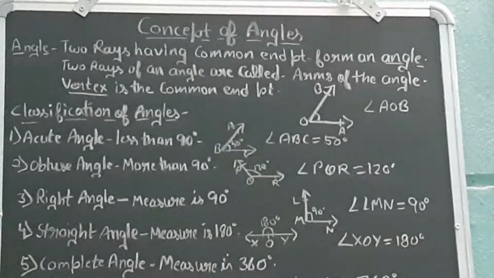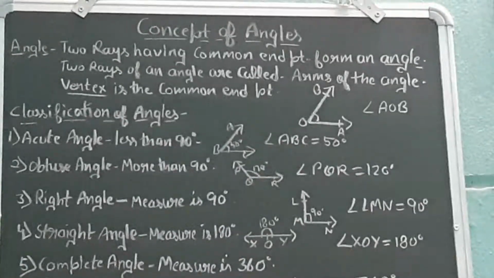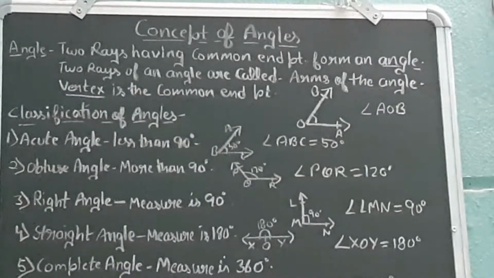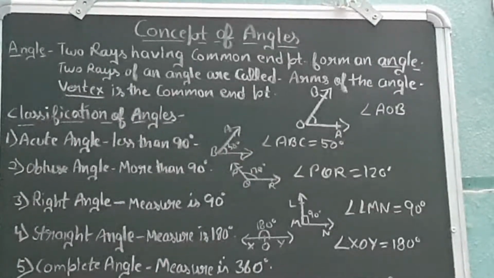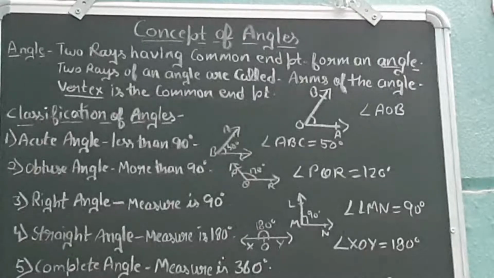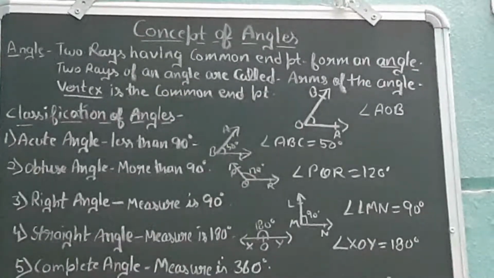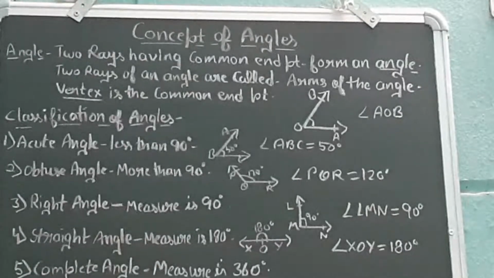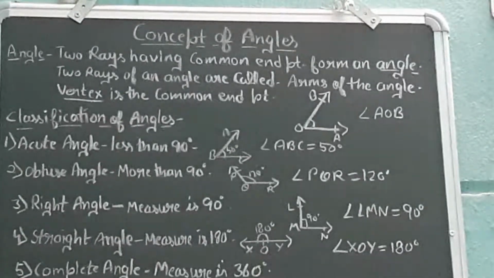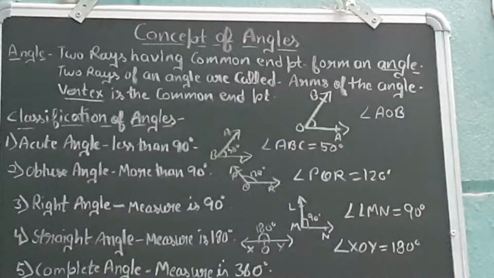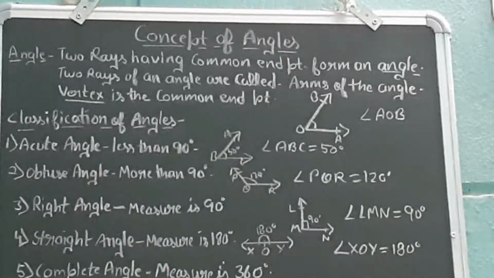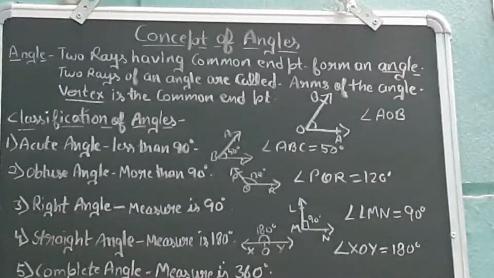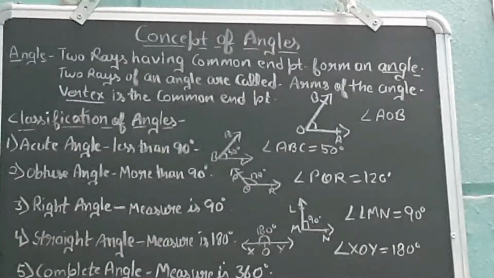Now, what is an angle? Two rays having a common endpoint form an angle, and as we can see in the figure, angle AOB. In this there are two rays, OB and OA. These two rays are also called the arms of the angle. So in angle AOB, OB and OA are the arms of this angle, and the vertex is the common endpoint. And in this figure, point O is the vertex of this angle, that is angle AOB.